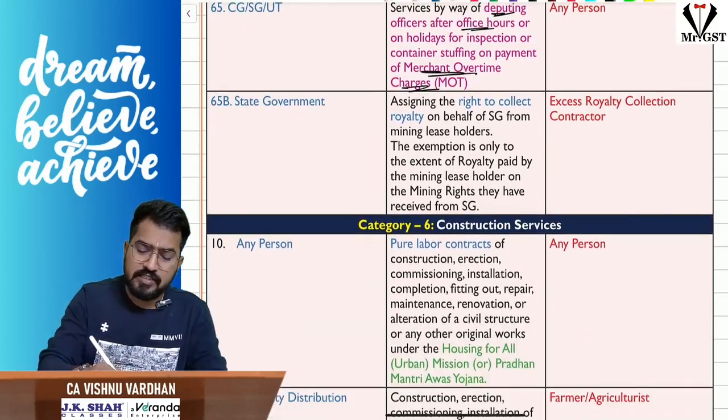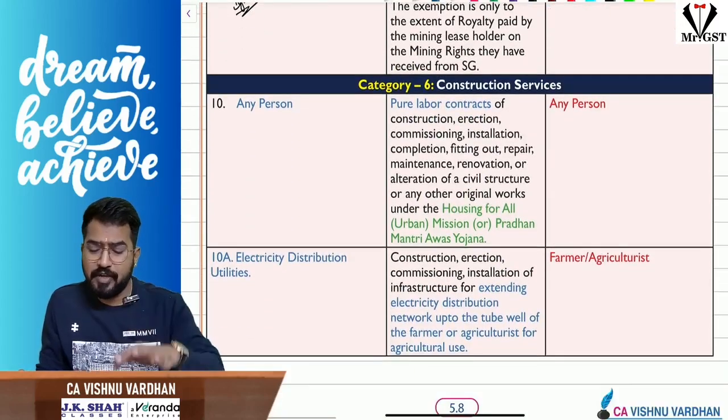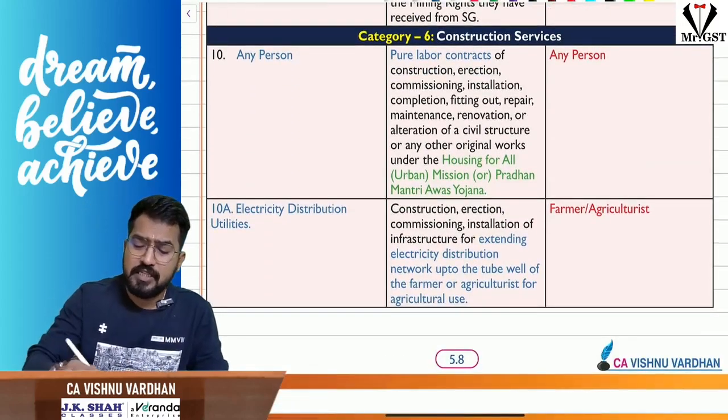Next, 65B not required at your level, just ignore. We are done with category 5. We are moving into category 6, construction services.